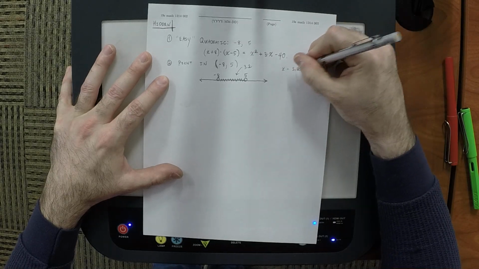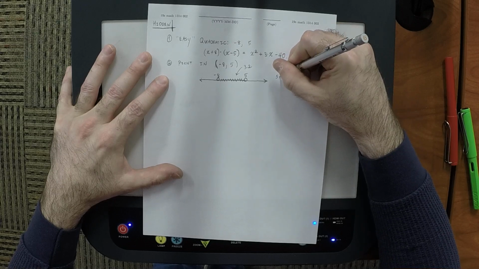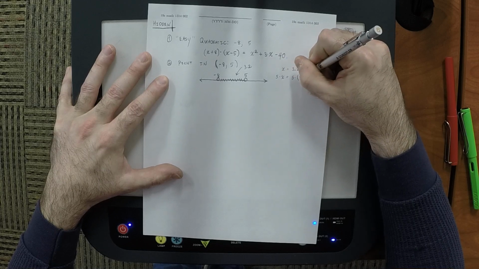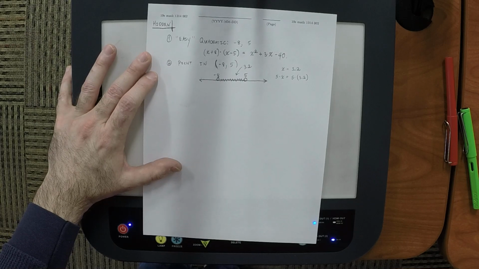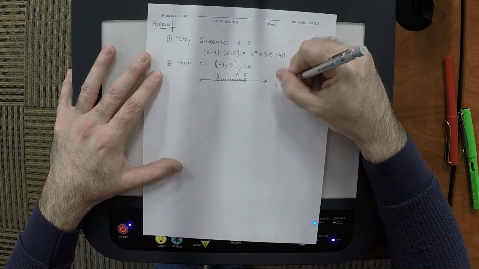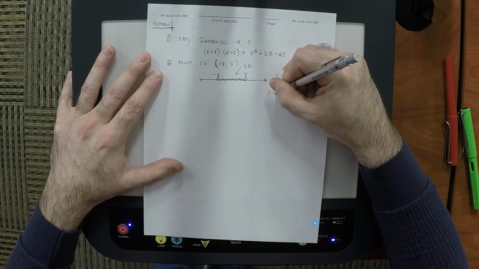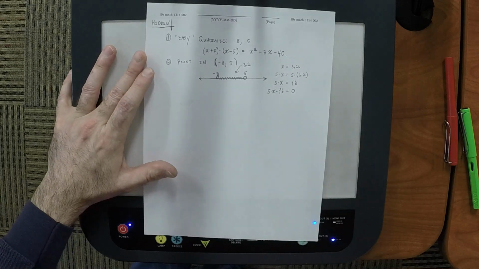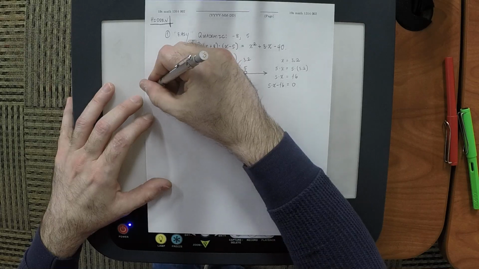And, well, if I multiply both sides by 5, so 5x is 5 multiplied by 3.2. Well, what is 5 multiplied by 3.2? 16. So this would be 5x is 16. And so now I'll say 5x minus 16 is 0. All right. So this is enough for me to make the exercise now. So here's the exercise.